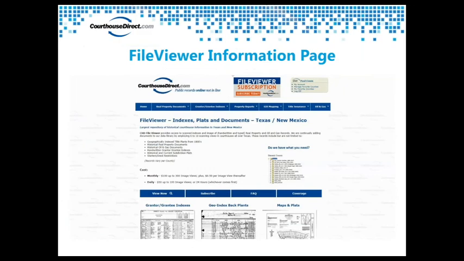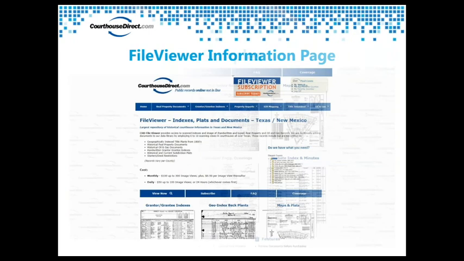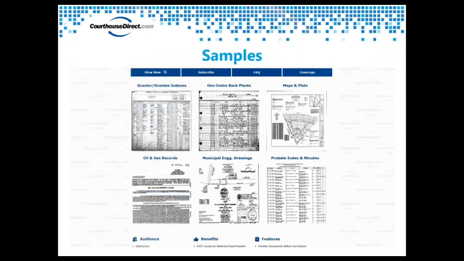So this is the home page, if you will, for the historical records. You can see we have a pricing mechanism down there and a little description of the different records that we have. We also have some samples on the page. You can click on the samples and see what the different tools are that we provide online.